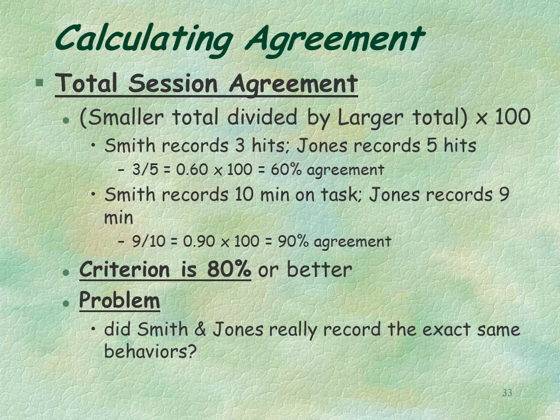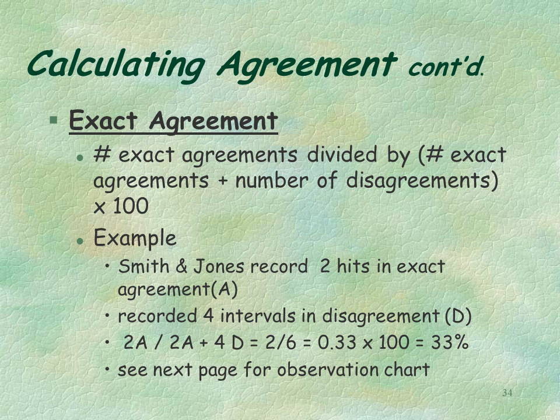So if you're using frequency recording, it would be the smaller frequency over the larger frequency times 100. If you're using duration recording, it would be the shorter duration over the longer duration times 100. The same goes for latency, the shorter latency over the longer latency times 100. So the same formula. For interval recording, we use a different measure.